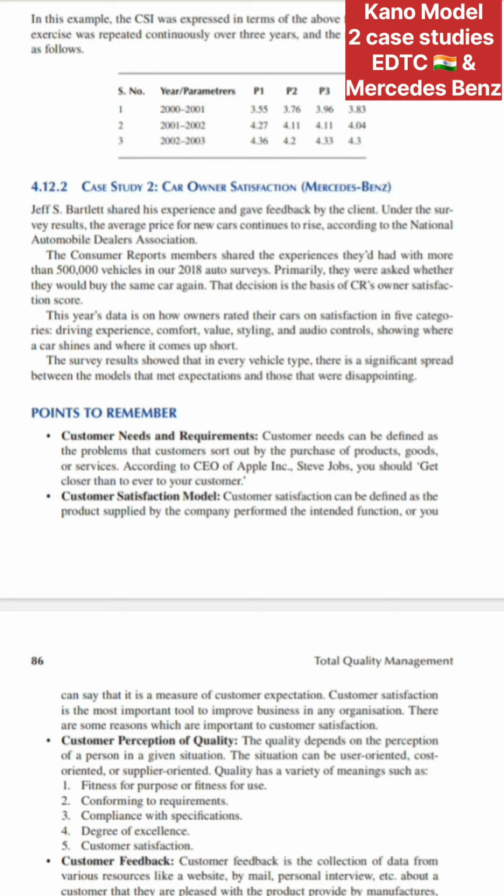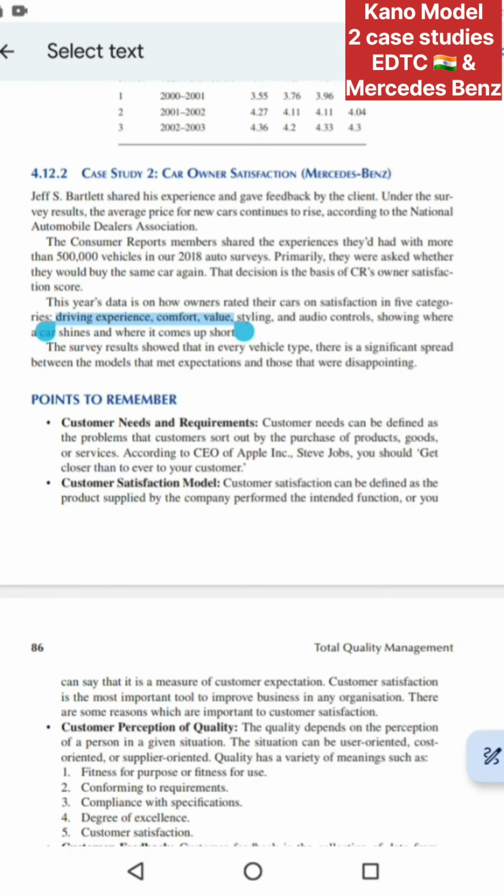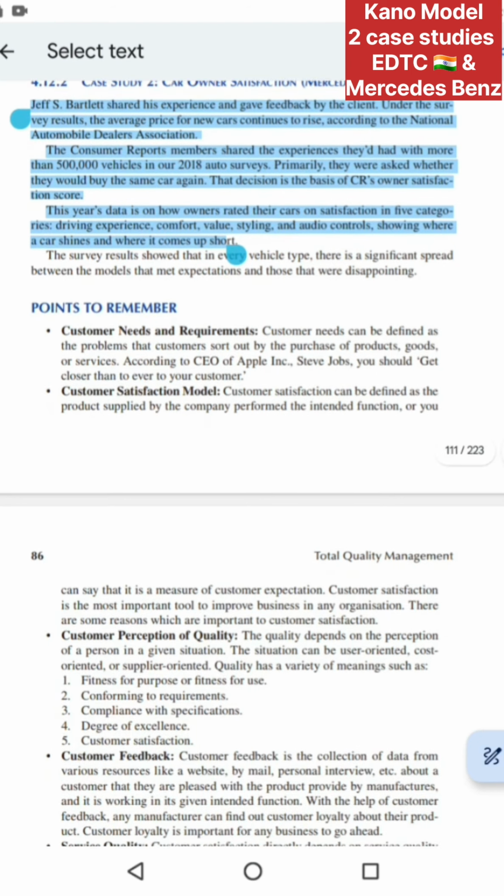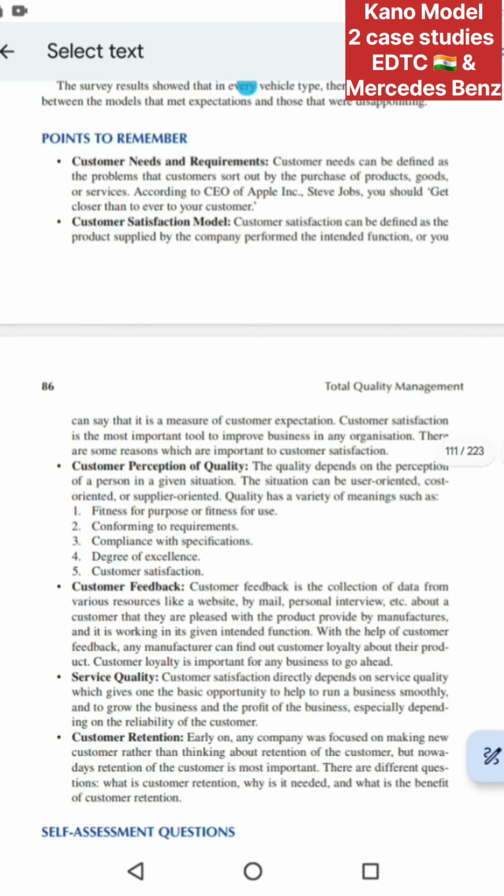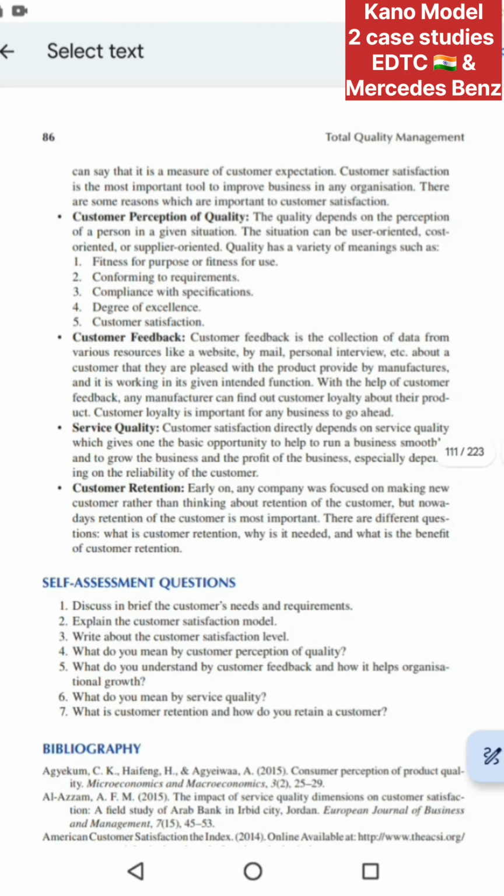But for all the other parameters, for example driving experience, comfort, value, styling, and audio controls, everything, customers are very, very happy. The only area where they have to focus is on the cost, and again they reduce the cost of manufacturing, and then look at how they can add value. So this is the great case study of Mercedes-Benz, how they implement the Kano model, right?